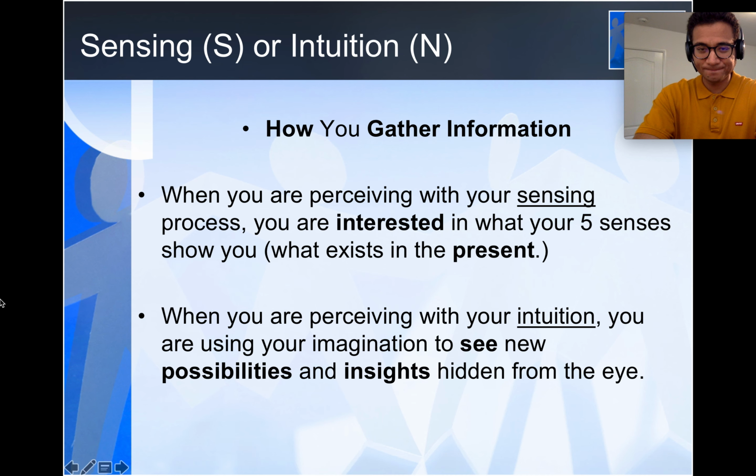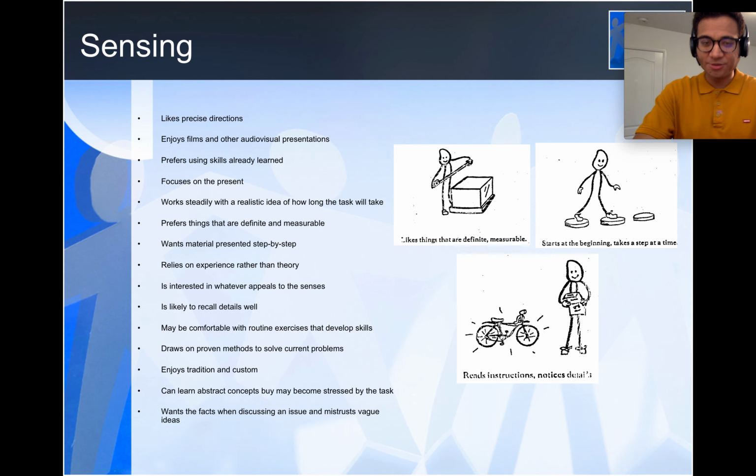Okay. See? So S is interested in what your five senses are showing you in the present. N is interested in seeing possibilities and insights hidden from the I. And that's about how you gather information. Here's a little cartoon for S. So S likes things that are definite and measurable. Starts at the beginning, takes things a step at a time, reads instructions, notices details.